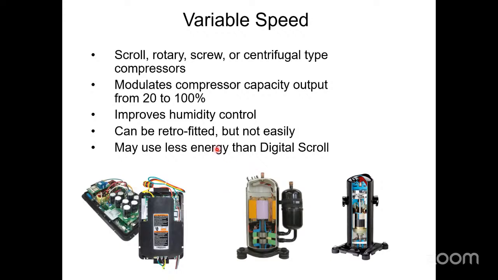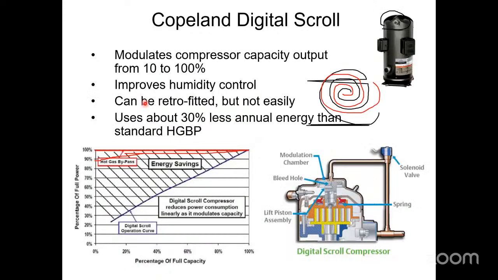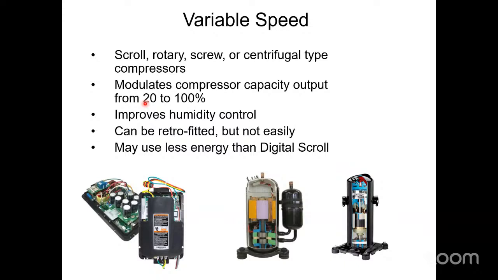You can't go quite as low as you can with digital scroll. That's okay as long as you stop oversizing crap, right? So start putting things in that aren't oversized, and this will be a lot better story. But you can go down pretty low. 20% is pretty good. The humidity control is fantastic.